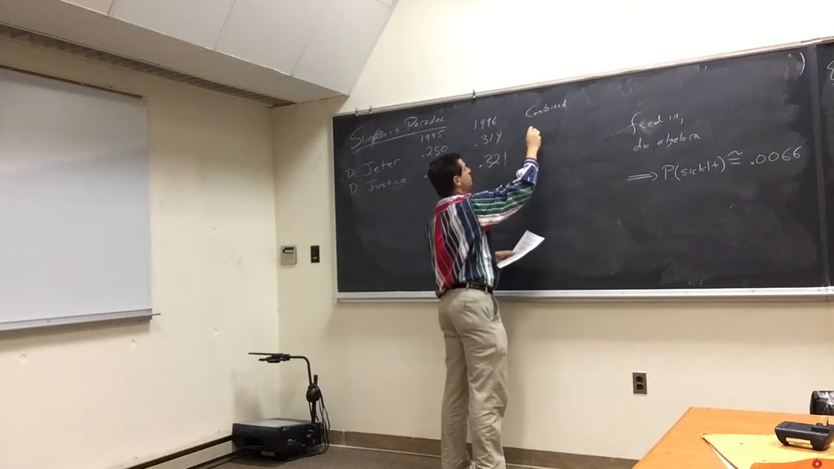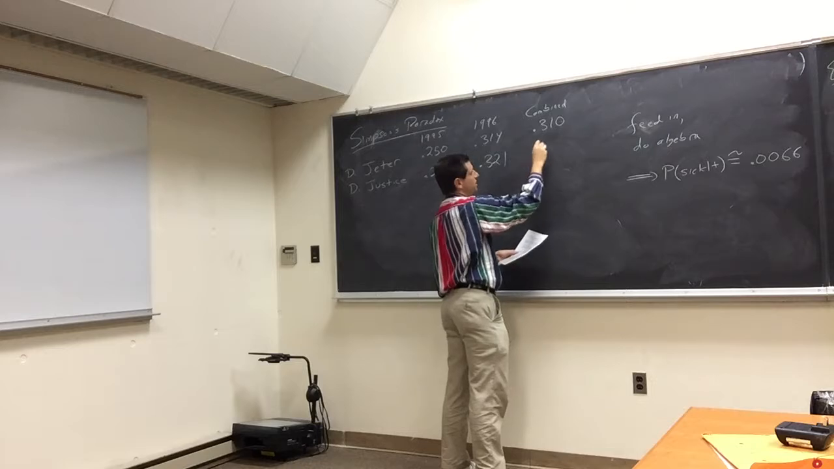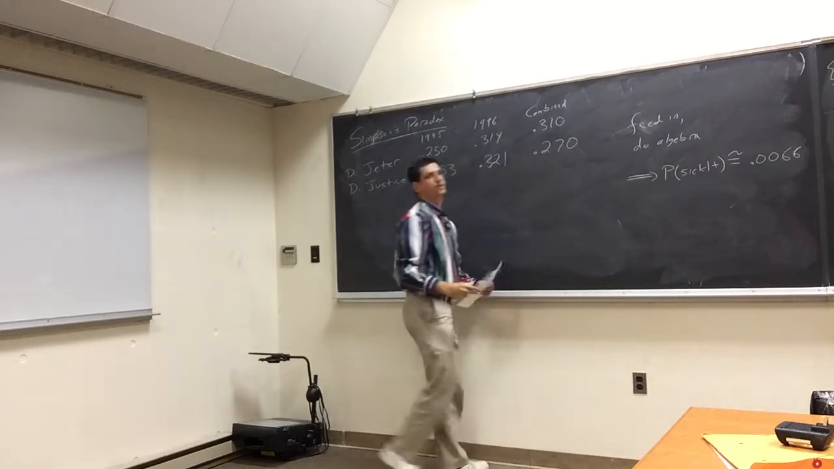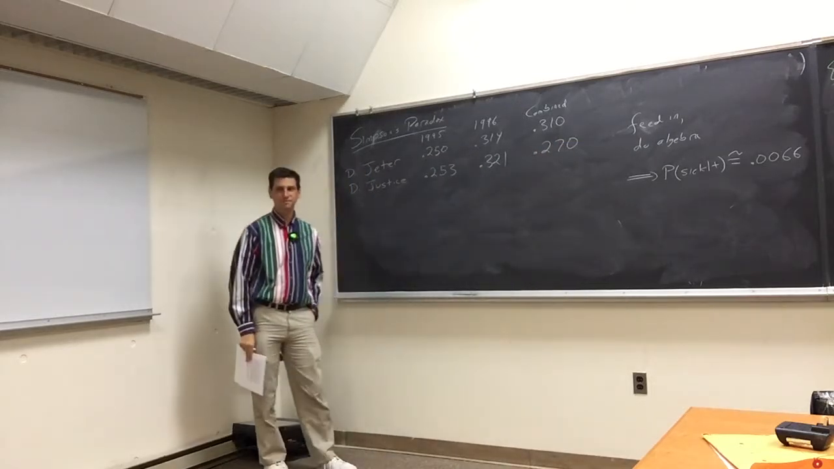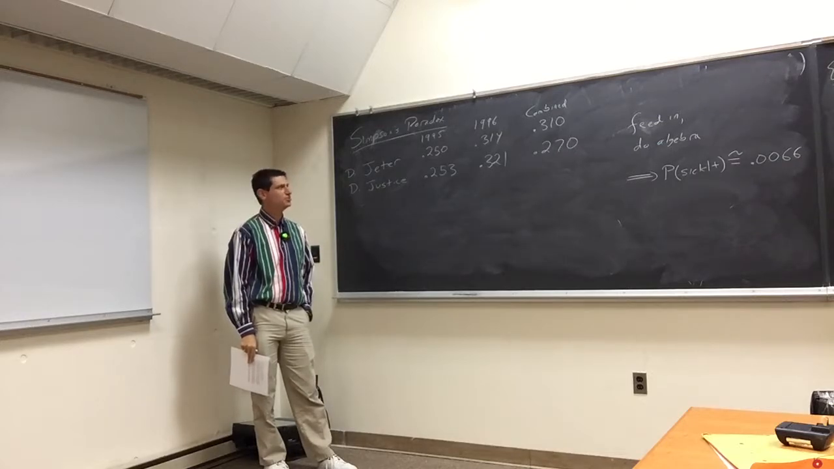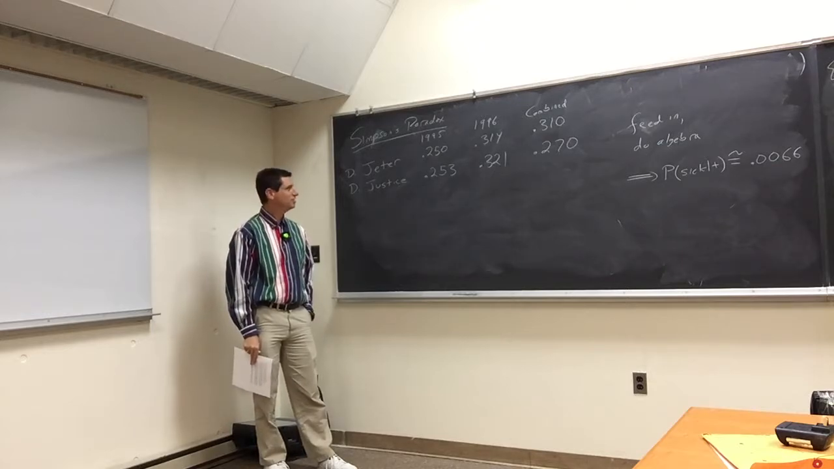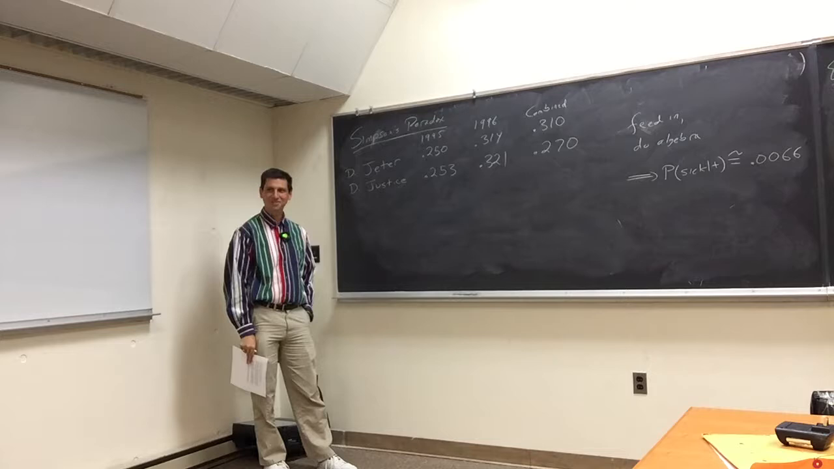Derek Jeter's combined batting average for the 2 years is .310, and David Justice's combined batting average for the 2 years is .270. And this is why it's called Simpson's paradox, because when you look at this, it looks absurd. In each year, Justice is doing better than Jeter, but on average, Jeter is better.